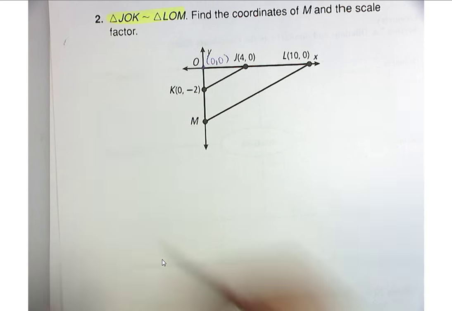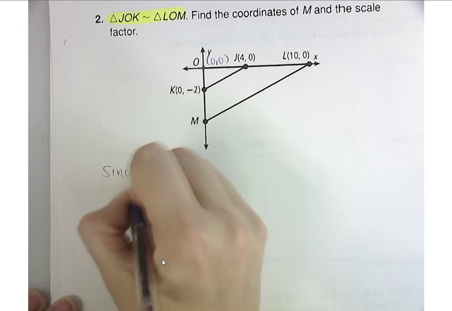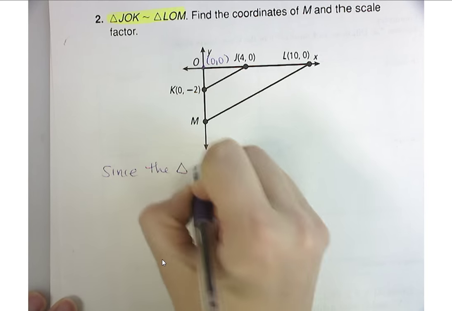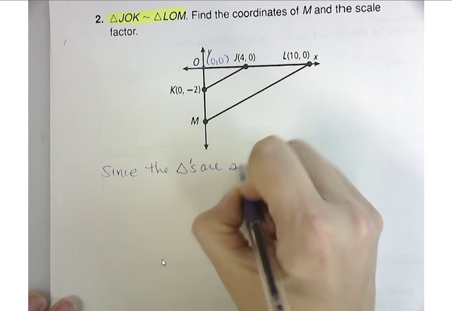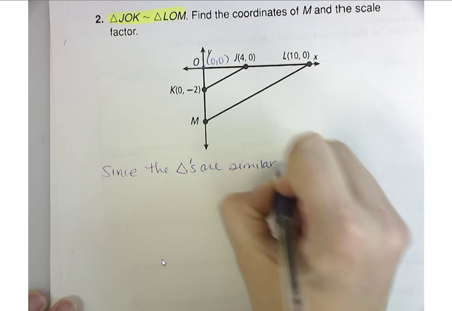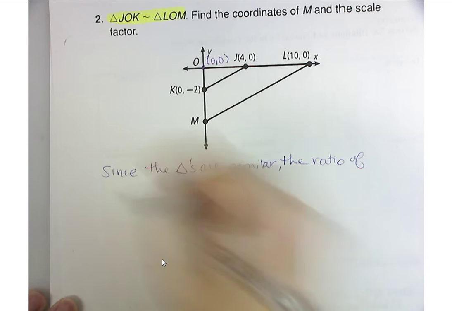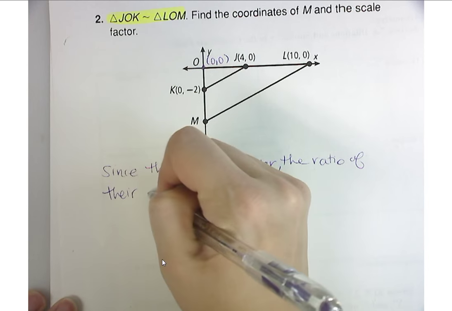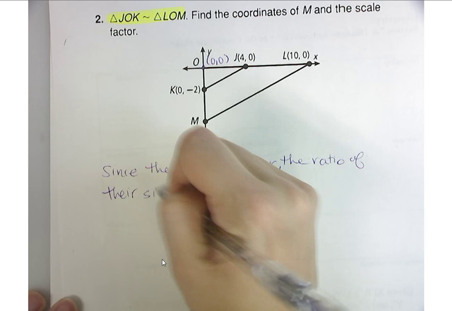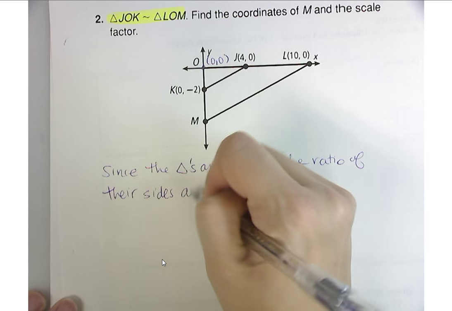So since the triangles are similar, the ratio of their sides are what? Not the same, proportional. Yep, they're proportional.